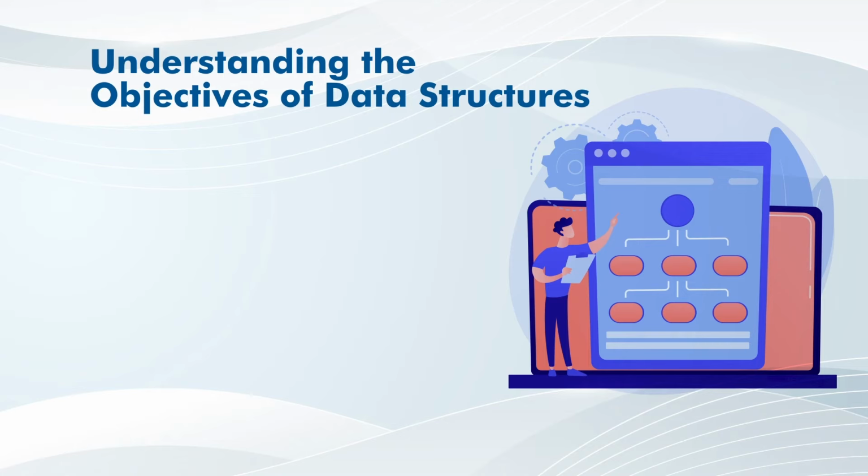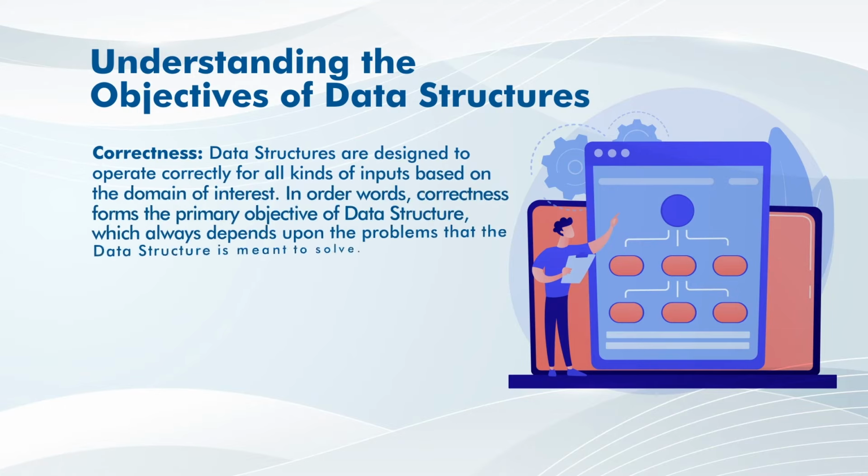Understanding the objectives of data structures. Data structures satisfy two complementary objectives. First, correctness. What is correctness? Data structures are designed to operate correctly for all kinds of inputs based on the domain of interest. In other words, correctness forms the primary objective of data structures, which always depends upon the problems that the data structure is meant to solve.